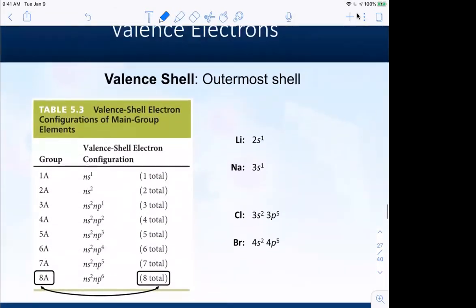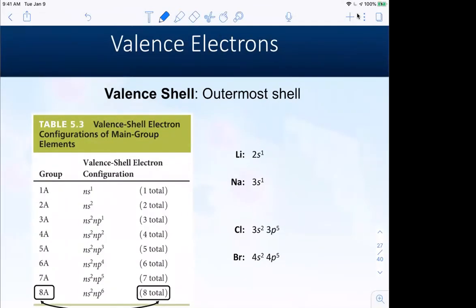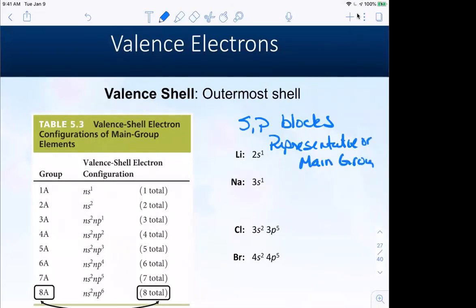So here's a review of these valence electrons. Recall that the group number from the periodic table, if you look at the A electrons, the group number is equal to the number of valence shell electrons that you have. Again, this is the S and the P blocks for representative elements. They're also called main group elements, right? So that's the first 2 columns and the last 6 columns. And if I go across and I look at group 1A through group 8A, these are my noble gases.